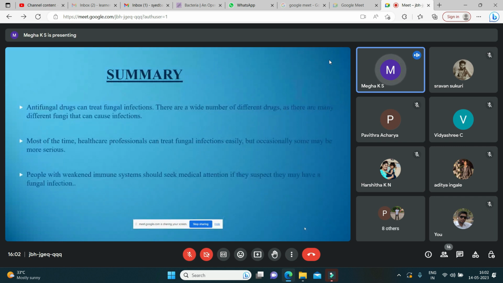Coming to the summary: antifungal drugs can treat fungal infections. There are a wide number of different drugs, as there are many different fungi that can cause infections. Most of the time, healthcare professionals can treat a fungal infection easily, but occasionally some may be more serious. People with a weakened immune system should seek medical attention if they suspect they may have a fungal infection.